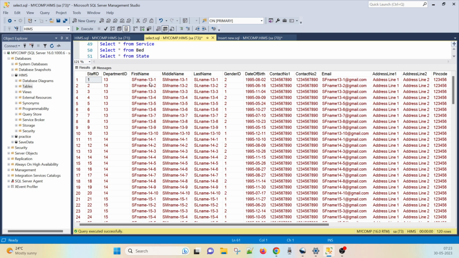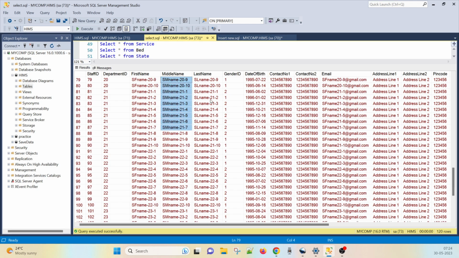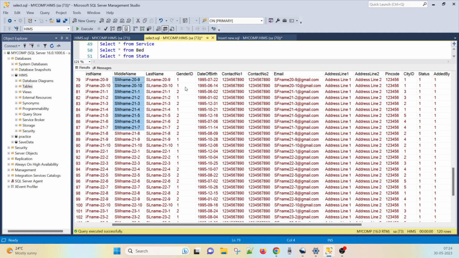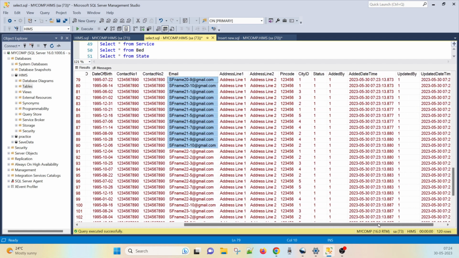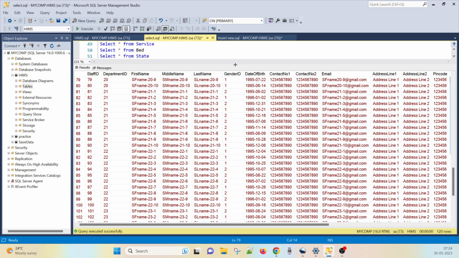Staff first name 13 hyphen 1. 13 is the department ID, 14 is the department ID. Staff provide help to the patient or different services to the other departments as well, because the account department or payroll department provide help to the other departments as well, in terms of salary, in terms of record maintenance. So these are the department IDs, correct? And next is the middle name, last name. Then gender ID, means male, female, date of birth, contact number 2. Then the email ID, address line, city, meaning which city they belong to, then status. So let's see how I created that data.